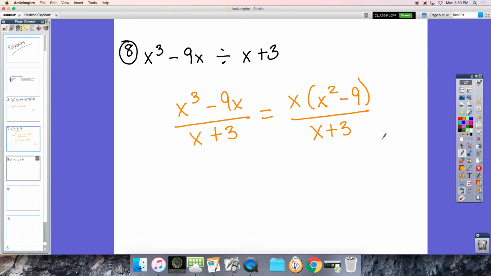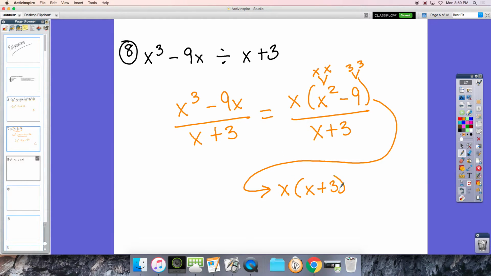Still nothing you can do yet, so let's factor this. This is a difference of squares because you can multiply x and x to get x squared. You can multiply 3 and 3 to get 9. So this ends up becoming your x from the front, x plus 3, x minus 3 from your difference of squares, over x plus 3, which was already our denominator.